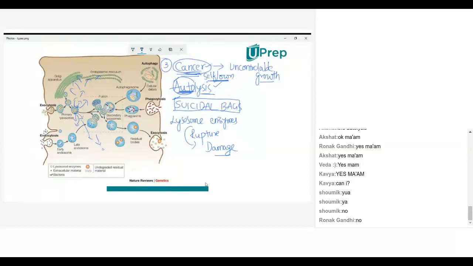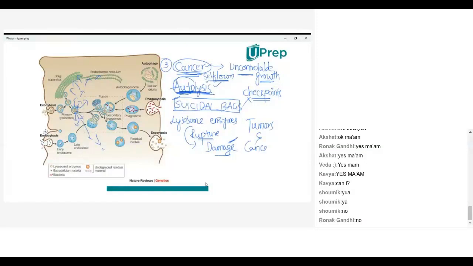Cancer is nothing but uncontrolled growth. So the growth has to be controlled. There are some checkpoints in the growth of any particle or any object inside the body. All this we'll discuss in the cell division topic if you have it in the syllabus. But these checkpoints will be ruptured or damaged because of the autolysis process. So the growth will not be controlled and you will have tumors or cancers.